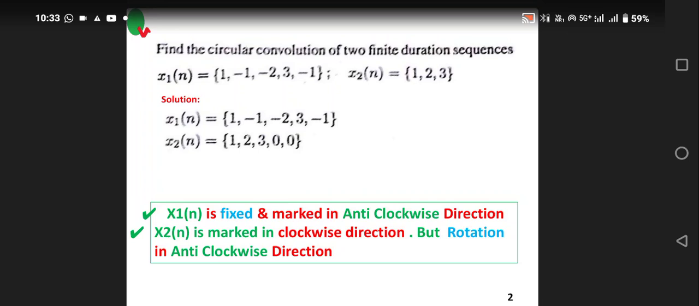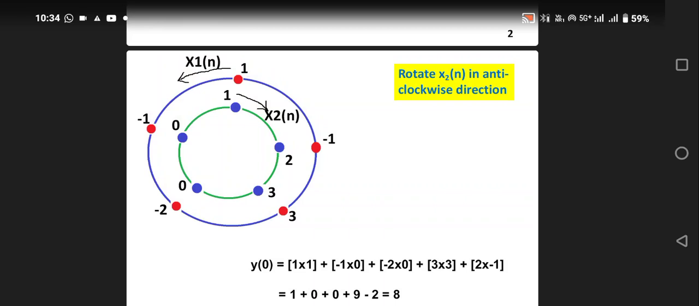Now find the circular convolution of two finite duration sequences x1 of n equal to 1, minus 1, minus 2, 3, minus 1, and x2 of n equal to 1, 2, 3. Here x1 is fixed and marked in anti-clockwise direction. The x2 is marked in clockwise direction, but rotation is in anti-clockwise direction. The representation as well as rotation is shown in the diagram.